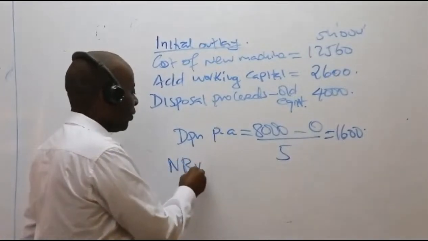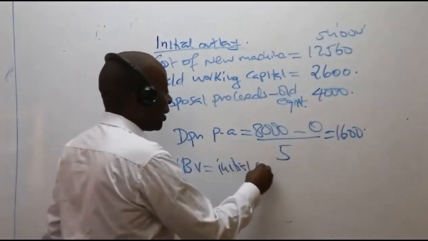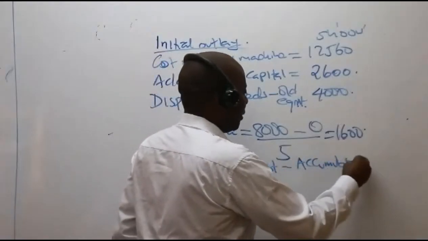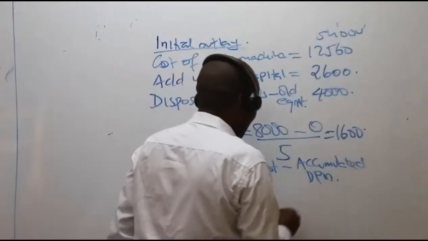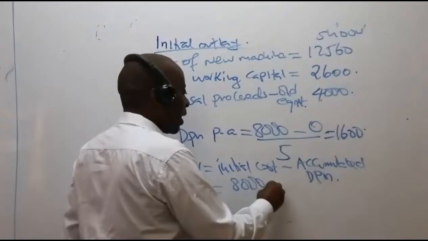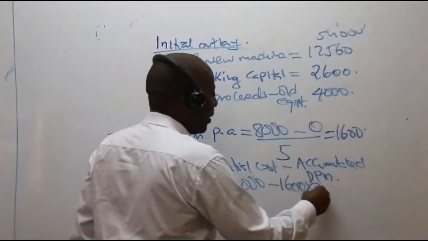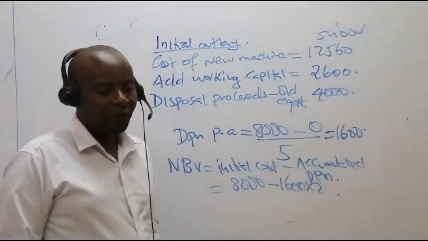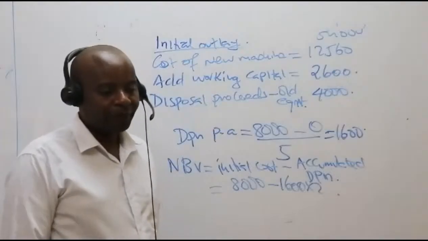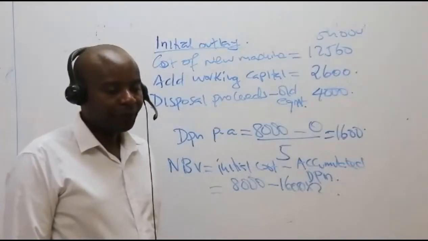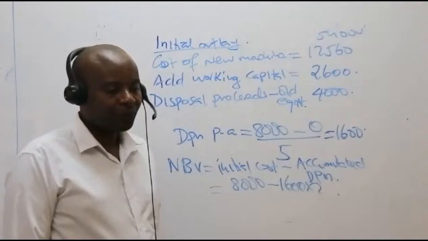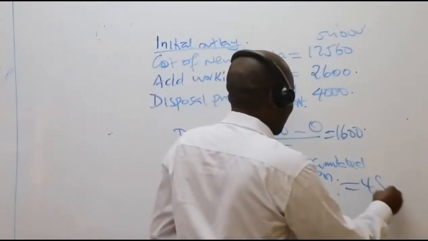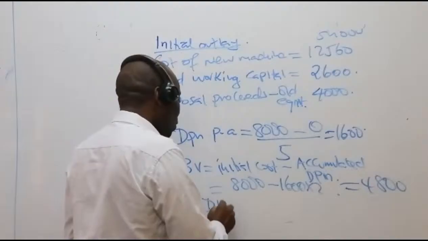To get net book value, we normally take the initial cost minus accumulated depreciation. So the initial purchase cost here is 8,000. Accumulated will be 1,600. For how many years have we been with this machine? Times 2. So that will give us what figure at the end of the day? So net book value will be 4,800. But now remember that this person wants to buy this machine.